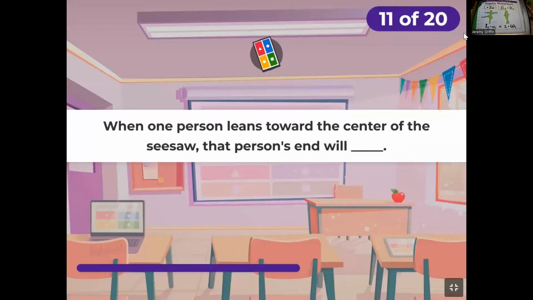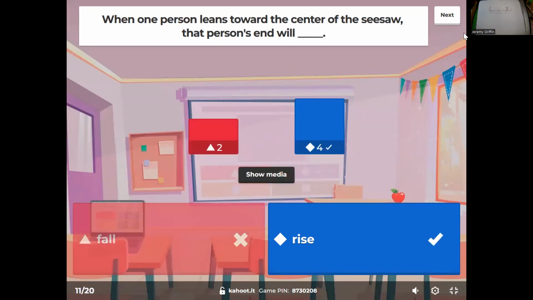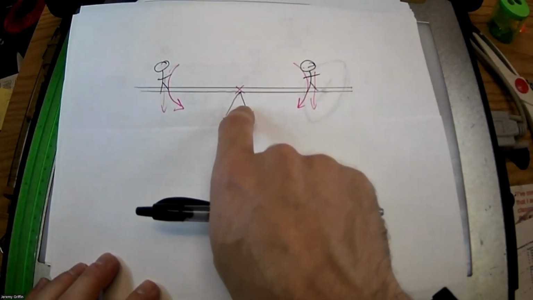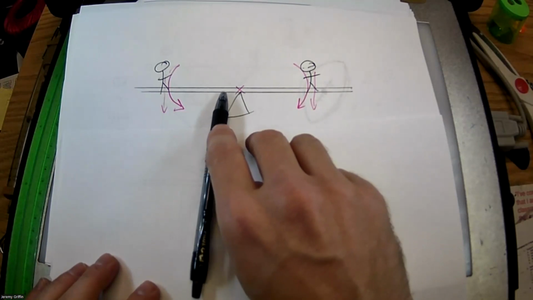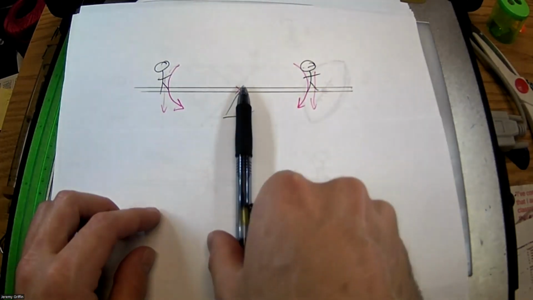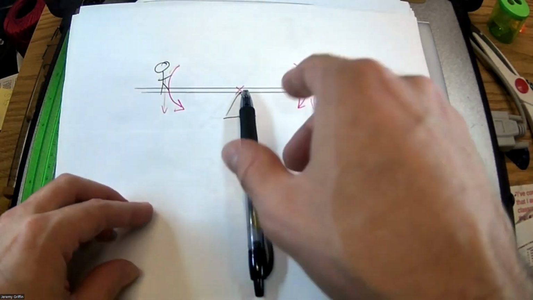When one person leans toward the center of the seesaw, what will that person's end do? All right, so most got that. Here, let's flip over and look at why. Why would their end go up? Let's say I got a couple of friends on a seesaw. I'm going to use this fulcrum as the pivot point, although you know from your lab you can really pick any point as the pivot. One reason I like this is because there's a huge upward force here that you can ignore if you treat this as the pivot, kind of like pushing on the hinges of a door causes no torque itself. So this guy's causing it counterclockwise, this guy's causing it clockwise, everybody's balanced.